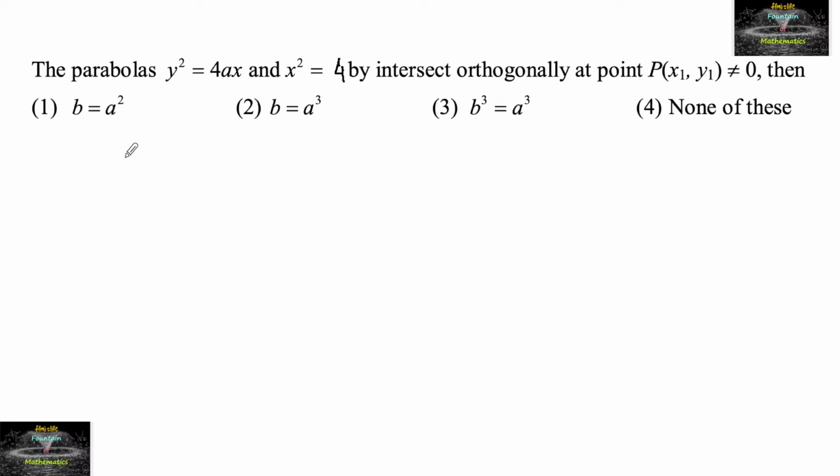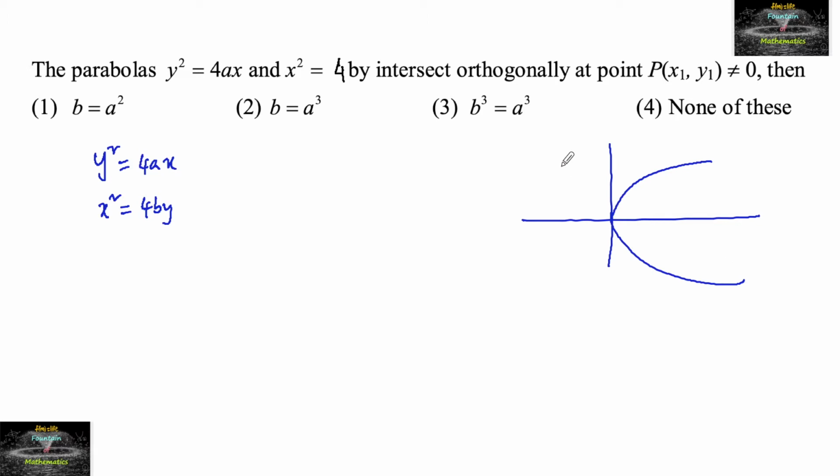The parabolas y square is equal to 4x and x square is equal to 4by intersect orthogonally at a point P(x1, y1). So this is a parabola y square is equal to 4x and another parabola, let's say x square is equal to 4by. They are intersecting at 2 points, like (0, 0) one point and another point, say P(x1, y1), which is not equal to 0, so we can consider this point.